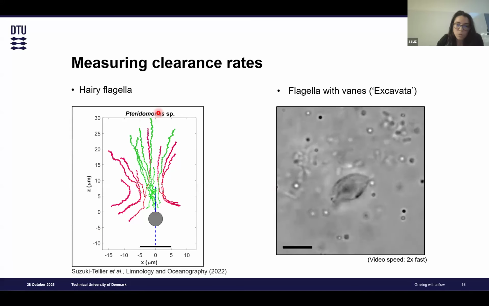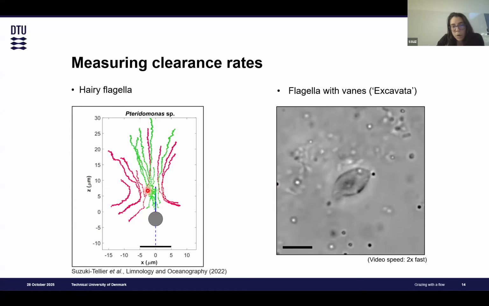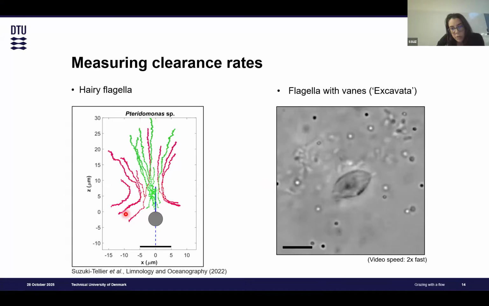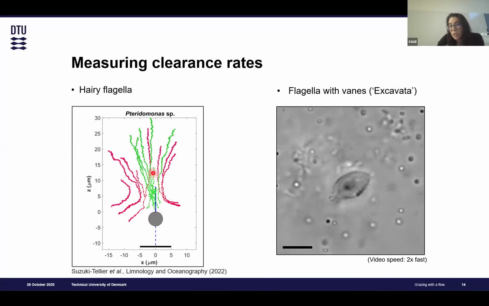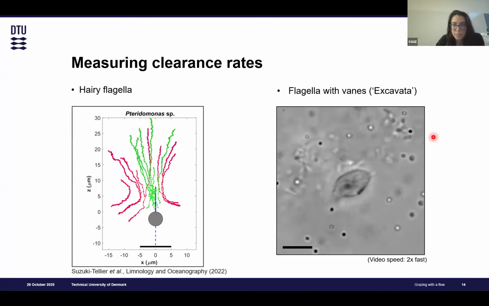And then the same process was done here. This is just a graph representing the tracks of the beads that were captured in green and the ones that were not captured in red. And basically that's how we were able to define the capturing area, and then also measure the potential clearance rates.